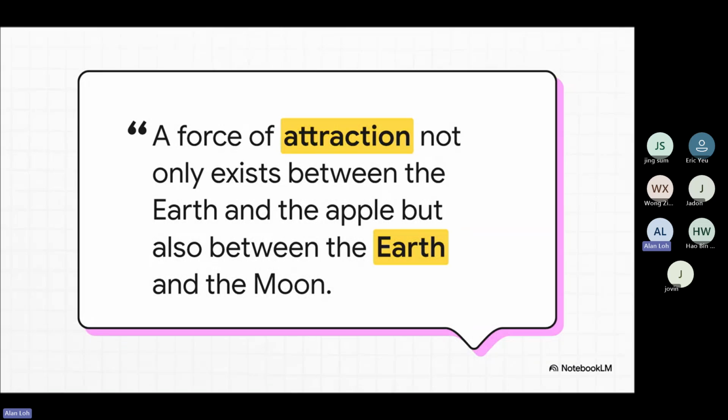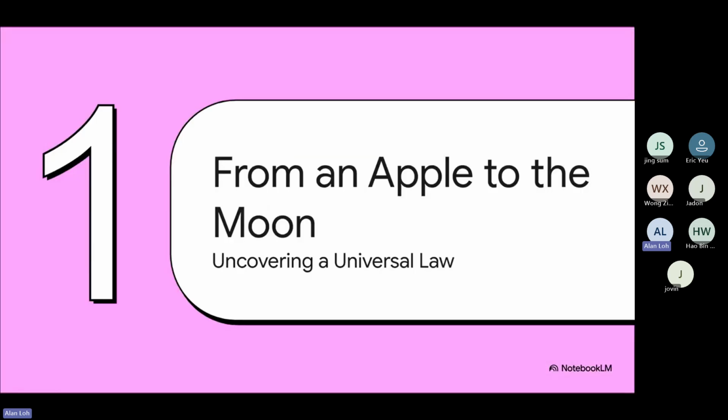He had this absolutely revolutionary idea. The force that pulls an apple to the ground is the very same force that holds the moon in its orbit around the Earth. Mind-blowing stuff. So how in the world did he make that connection? Drawer 1. Let's trace his thought process. We're going to start with that famous apple and zoom all the way out to the moon.